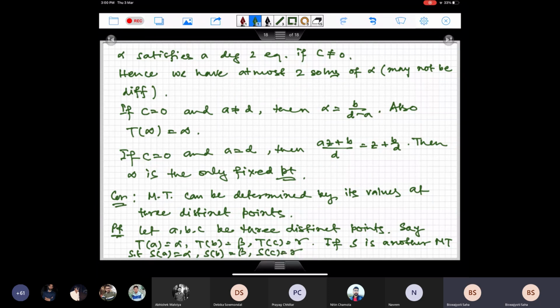Suppose I have this, then what can you say about S inverse T? What can you say about S inverse T at A? S is a Mobius transformation, it is invertible, we know. So what can I say about S inverse T of A? A itself. Similarly, at B, it's going to be B. At C, it's going to be C, right? Is it clear? Yes, sir. So S inverse T of X is equal to X for all X in A, B, C.